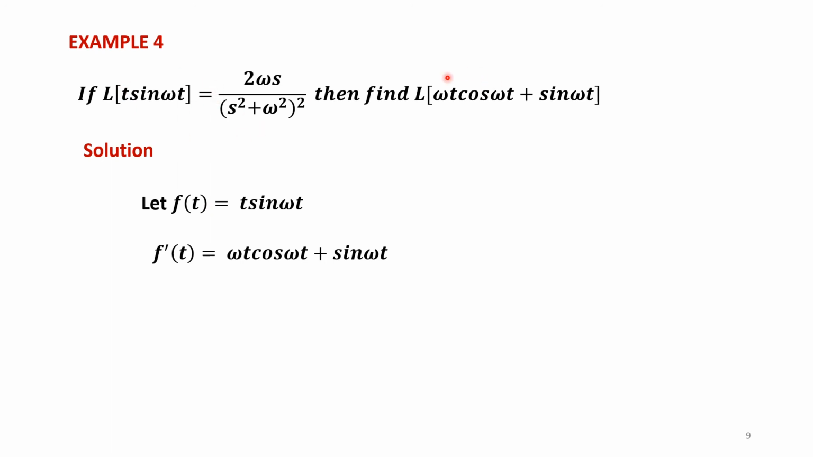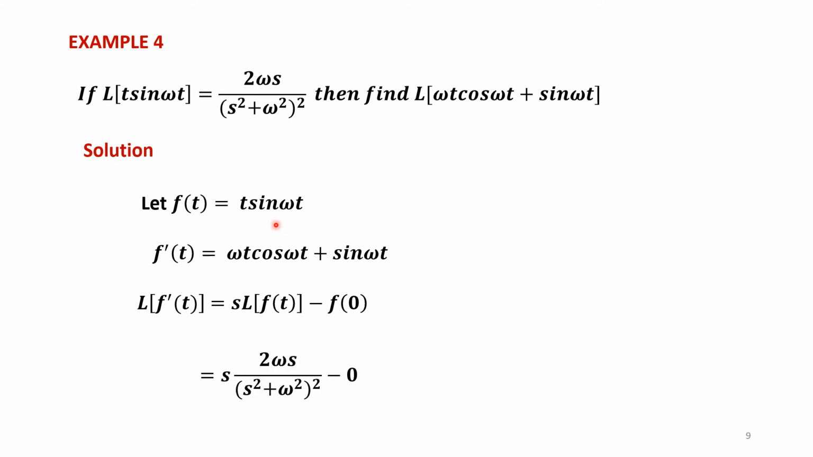So if you are given L of f of t, we have to calculate L of f dash of t. So our aim is to calculate L of f dash of t. We know from the formula L of f dash of t is s into L of f of t minus f of 0. L of f of t is already given in the problem. f of 0, what happens when t is equal to 0? When t equal to 0, we will get the answer as 0. So we will get the answer as s into 2 omega s upon s square plus omega square the whole square minus 0, which is equal to 2 omega s square upon s square plus omega square the whole square.